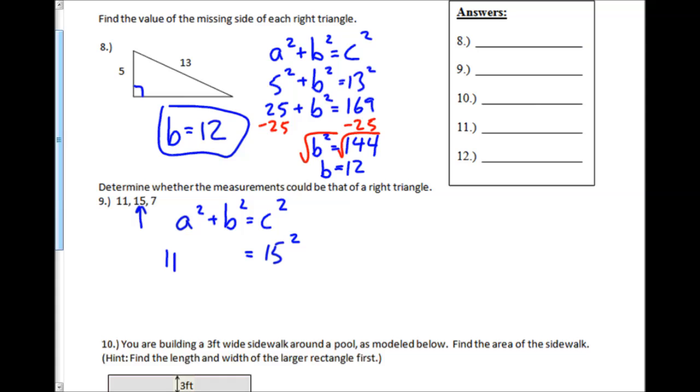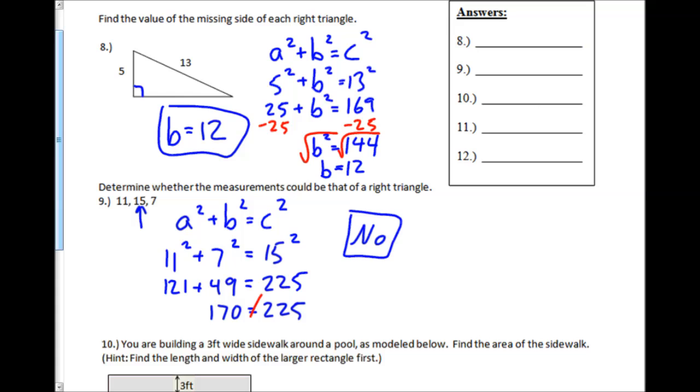the triangle. So I'm going to do 11 squared plus the 7 squared and see if it equals the 15 squared. That gives me a 121 plus a 49 equals a 225. And then the 121 plus the 49 is going to give me a 170. And that does not equal the 225. So no, these are not the dimensions of a right triangle. Okay?